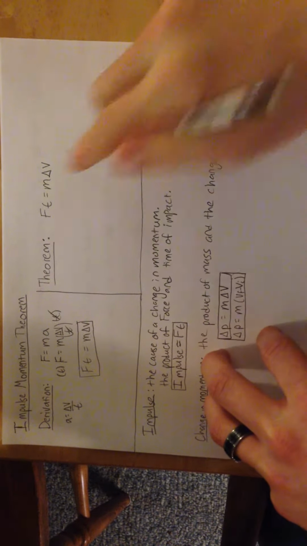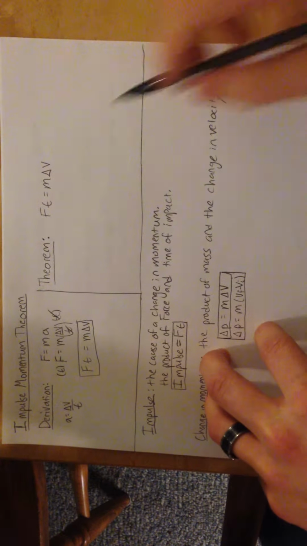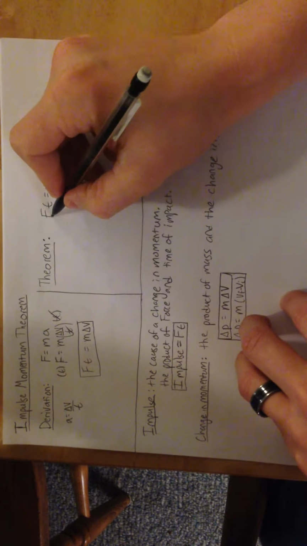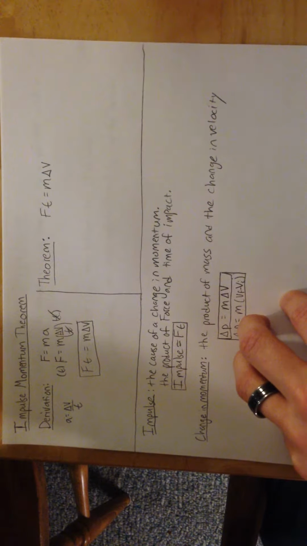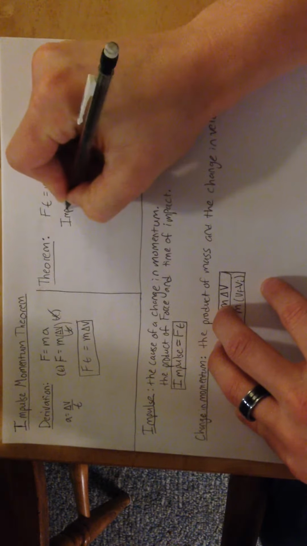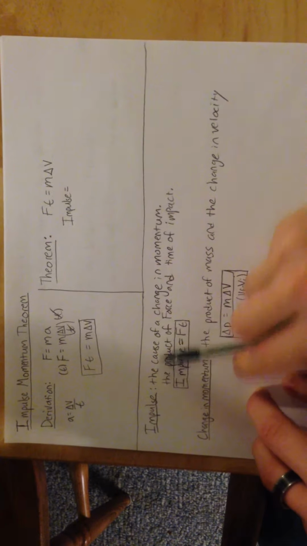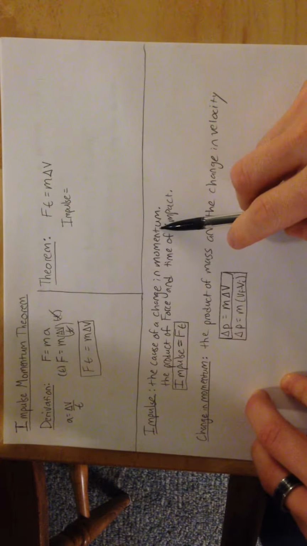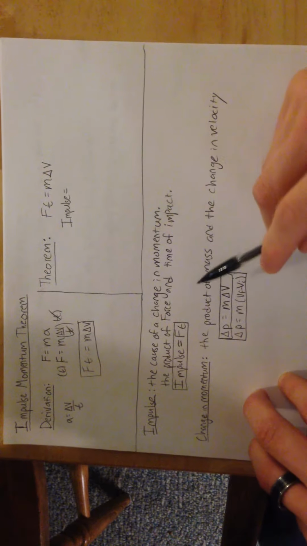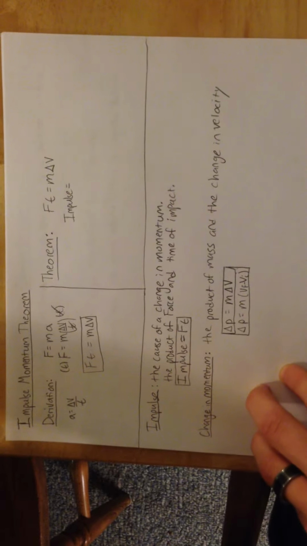Alright, so here I brought it up here. That's the theorem. Ft equals m delta v. The left side has a special name. Force times time is known as impulse. So the whole left side of that equation is called impulse. The definition of impulse, write it down, is the cause of a change in momentum. So when something gains momentum or loses momentum, the force that kind of caused that is called an impulse.